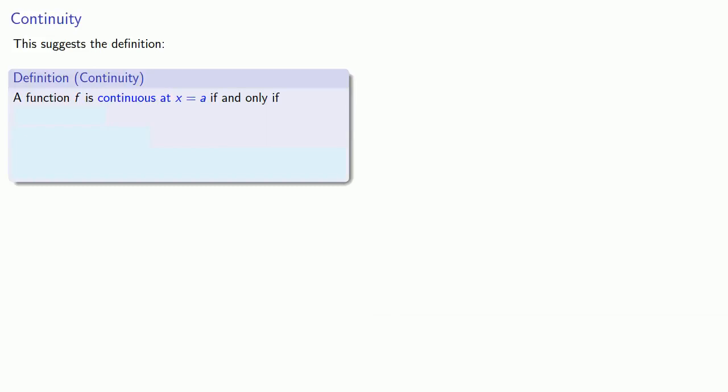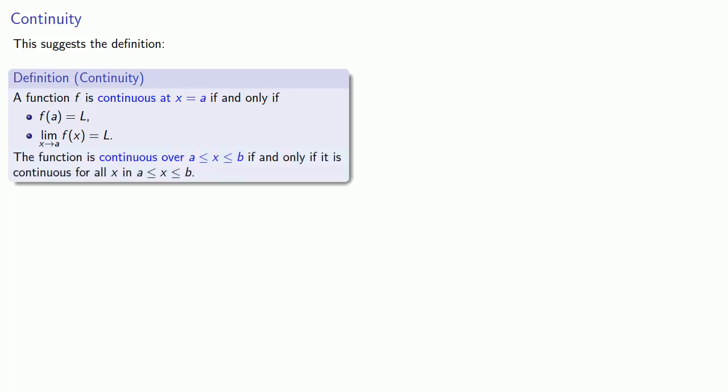And this suggests the following definition for continuity. A function f is continuous at x equals a if and only if f of a is equal to some value L, in other words, f of a itself exists, and the limit as x approaches a of f of x is equal to that value L. We can extend this and say the function is continuous over some interval between a and b if and only if it is continuous for all x in that interval.